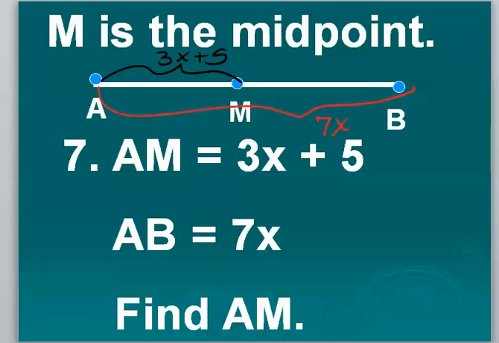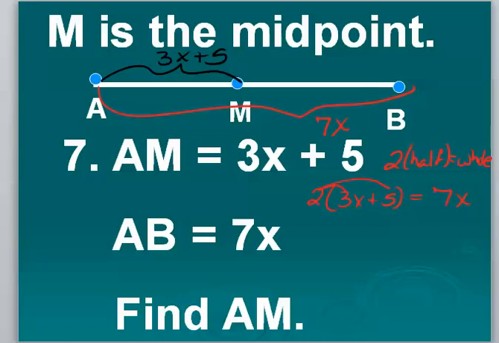If they give you the 2 halves, you're setting them equal. This one gives you a half and the entire length. Anytime they give you a problem like this, you're going to do 2 times the half equals the whole. So we're going to do 2 times the 3x plus 5, because it would take 2 of those to add up to the whole length of AB, 7x.